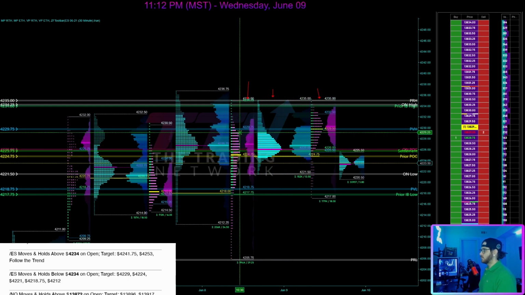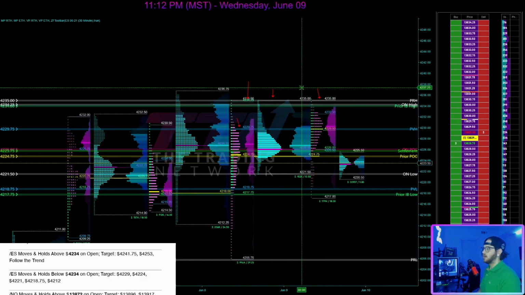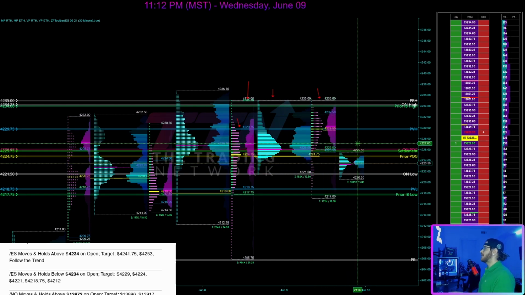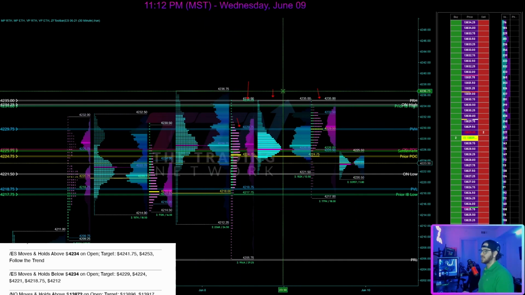First downside target was 42.29. That was yesterday's value area high. We hit that right upon open. Right in the initial balance, you can see that we did indeed take out a good amount of our targets, or at least half of our targets in that initial balance, that first hour of the session.